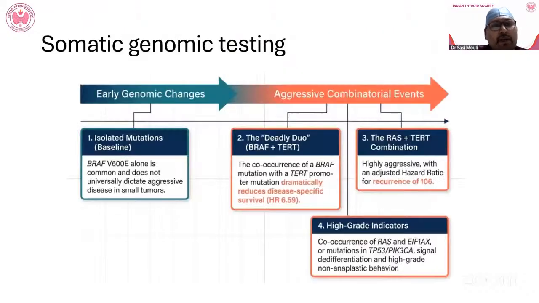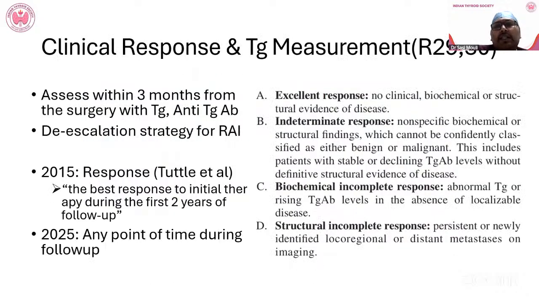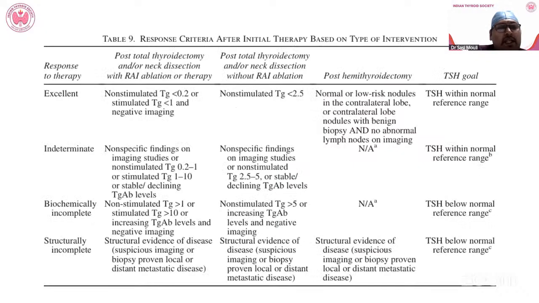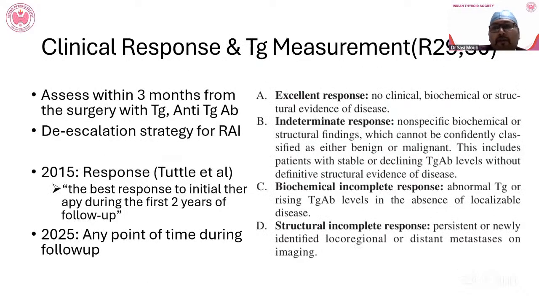So now coming to this somatic genome testing, you see that if it's only BRAF, it's moderate risk, whereas when it combines with TERT, even RAS or BRAF with TERT, it becomes high grade. Now clinical response, this previously was measured at 2 years in 2015, now it is at 3 months, and at any point of time we can measure on follow-up. During the follow-up, it is mentioned in 2025.